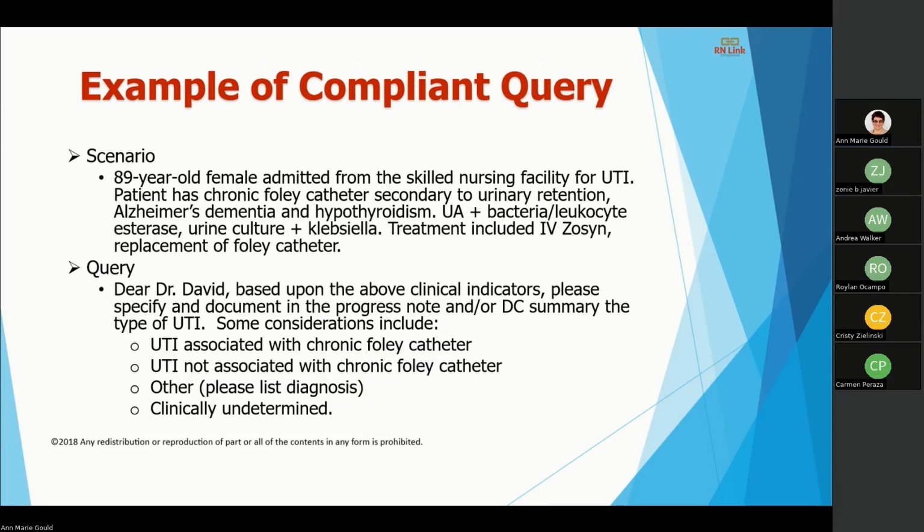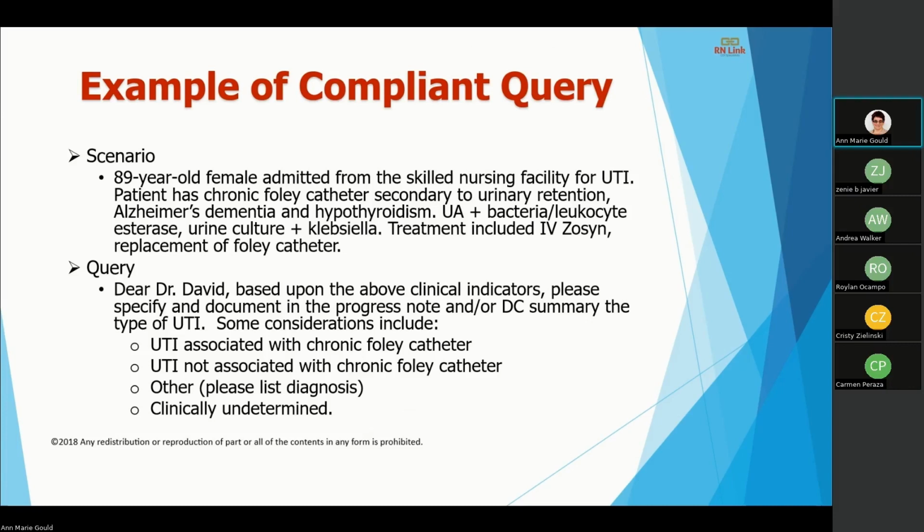An example of a compliant query. Scenario: an 81-year-old female admitted from the skilled nursing facility for UTI. Patient has a chronic Foley catheter secondary to urinary retention. Also has diagnoses of Alzheimer's dementia and hypothyroidism. The UA was positive for bacteria and leukocyte esterase, and the urine culture was positive for Klebsiella. So they treated the patient with IV Zosyn and replacement of the Foley catheter.